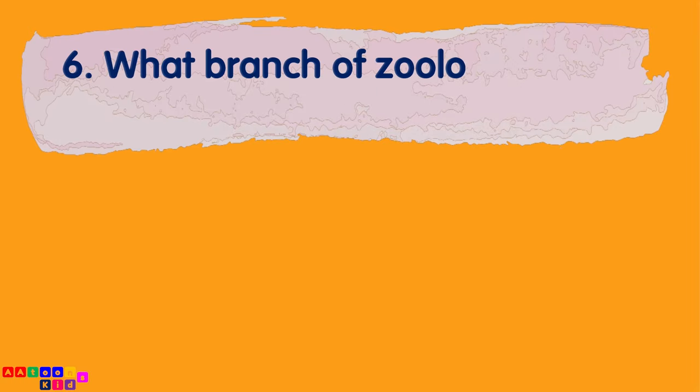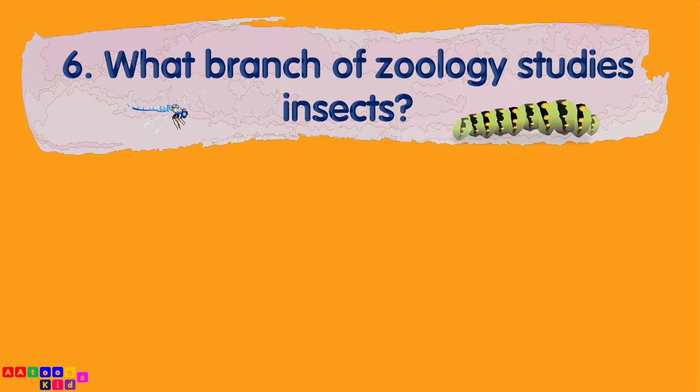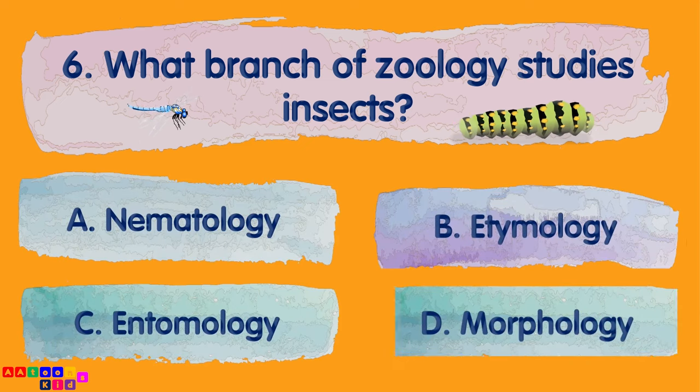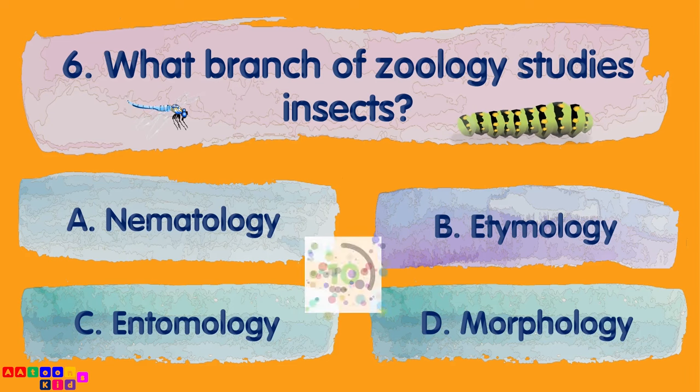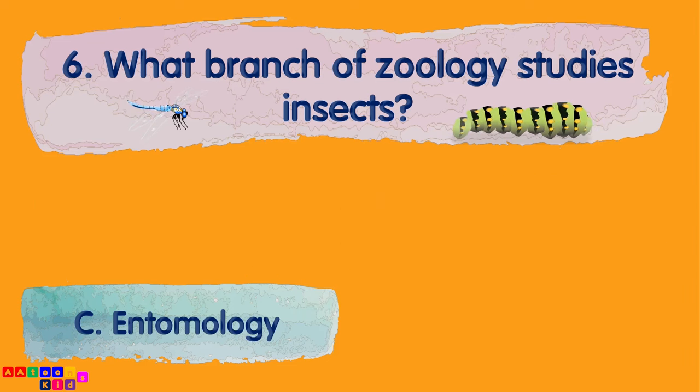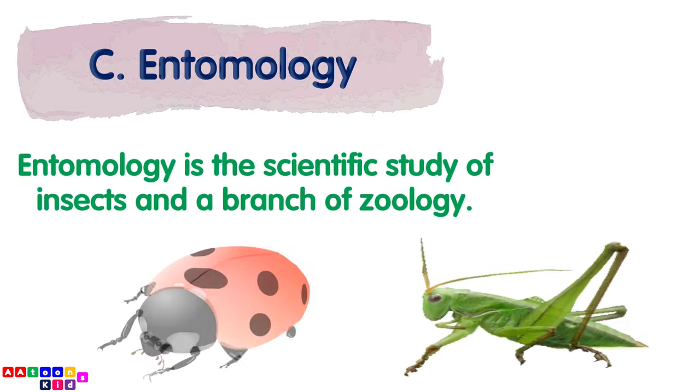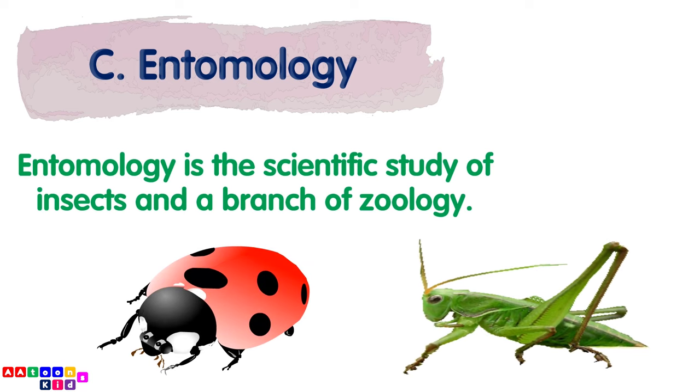What branch of zoology studies insects? Entomology. Entomology is a scientific study of insects and a branch of zoology.